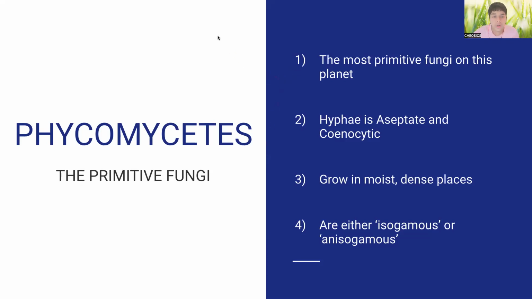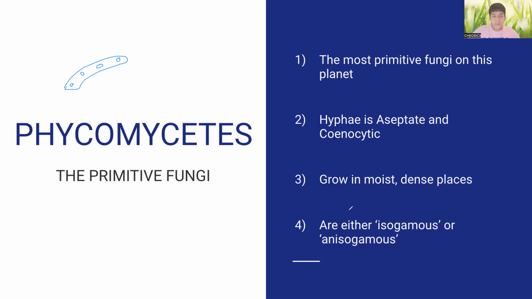So let me show you a drawing of how this fungi looks like. So its hyphae looks like this. It's aseptate and it's cenocytic. They grow in moist and dense places. All fungi grow in moist and dense places. Wherever you see a fungi present, that place is going to be moist, that place is going to be dense. On your house, in your interior, when you see there's green fungi growing on the walls everywhere, it grosses you out. That's because those walls aren't clean. So they're moist, they're dense. So there, fungi will grow.